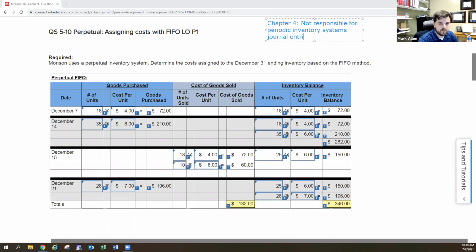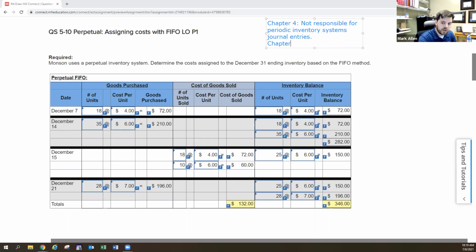journal entries. I do not require that you learn those, at least not as of the time of this recording. If that changes, once again, I will be sure to mention that in class. If you're at all concerned, ask me and I will clear that up. But as of the time of this recording, in chapter 4, I am not making you learn the periodic inventory systems for those journal entries.